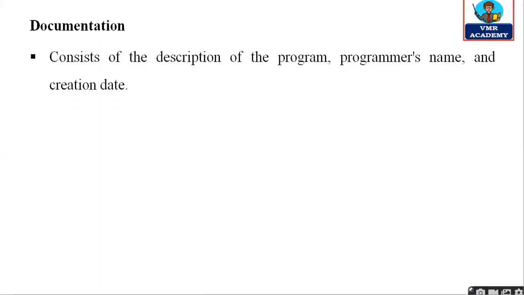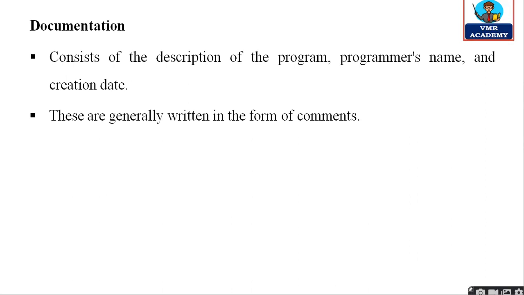So documentation consists of the description of the program, like programmer's names and creation date. So the basic information can be written and stored in the form of documentation. These are generally written in the form of comments, right? So comments in your C program can be written in two ways: single line comments and multiple line comments. Single line comments can be done with 2 forward slashes. When you are trying to give a single line comment, first you'll give the 2 forward slashes and then you will write a comment. So this comment will be in one line only.